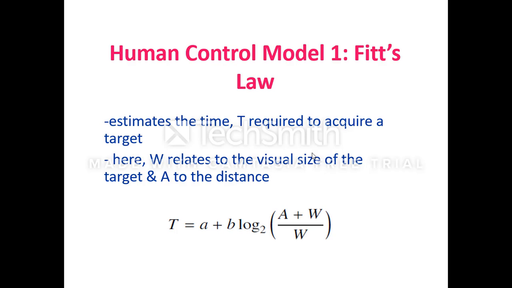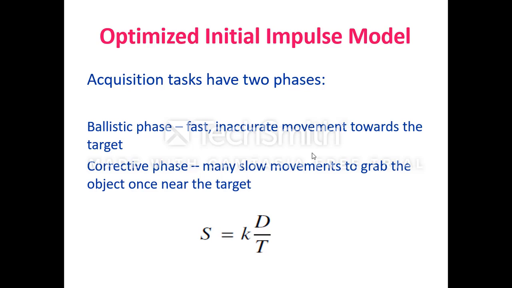There are two human control models that are used to analyze these selection techniques. First one is Fitts' law, which estimates the time required to acquire a target, which is related to its size W, how big it is, and A, the distance from the object. So the farther the object, the more time it takes. And that's the equation.